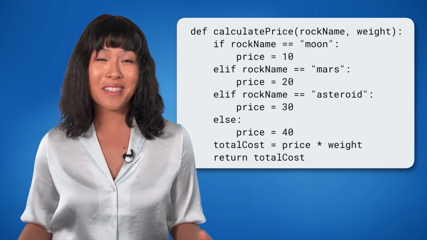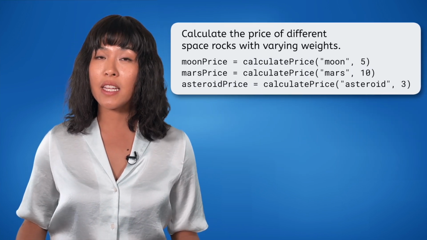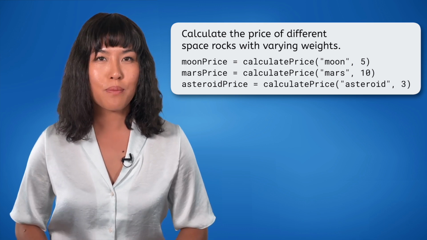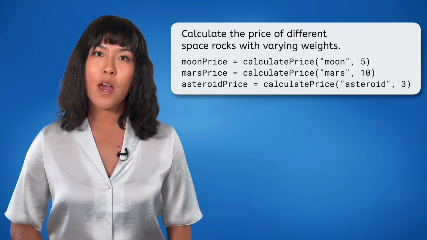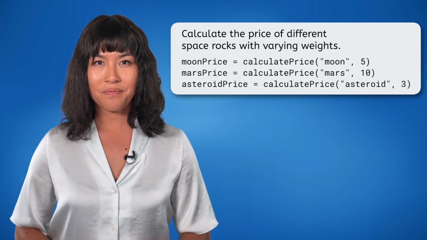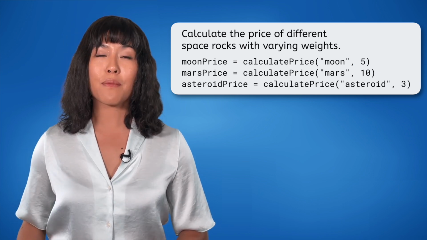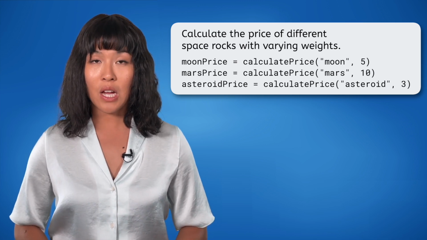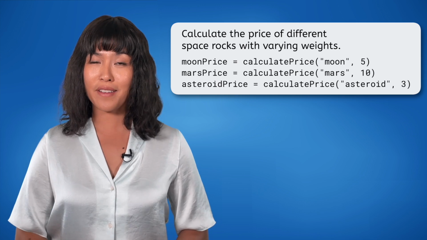Here is the code. Now that we have this function created, we can demonstrate its reusability by calculating the prices of different space rocks with varying weights. The calculatePrice function is called multiple times with different inputs. From this, we can easily determine the worth of each space rock.